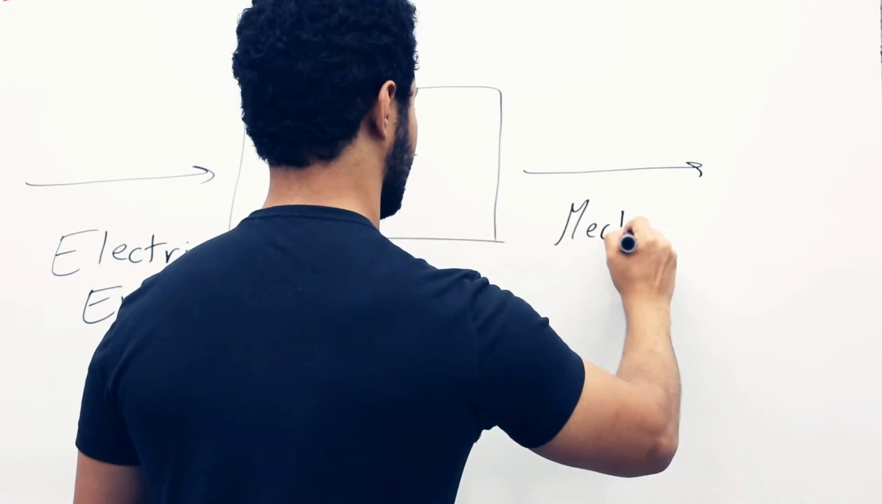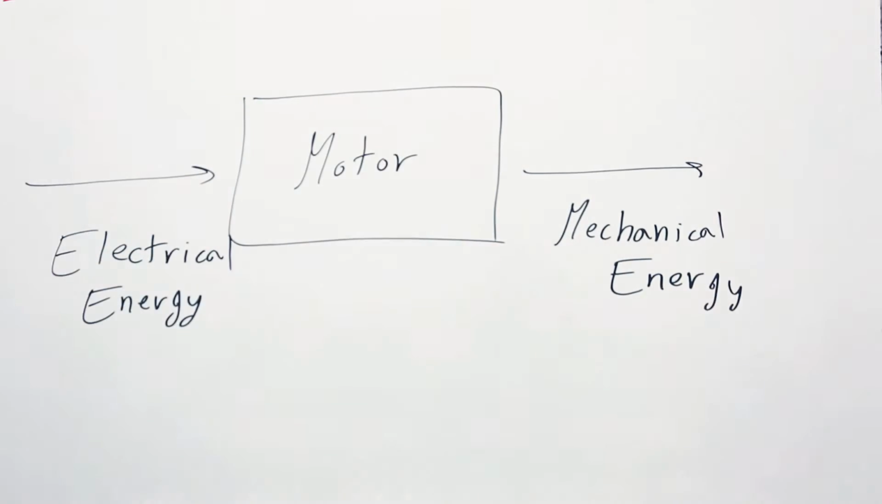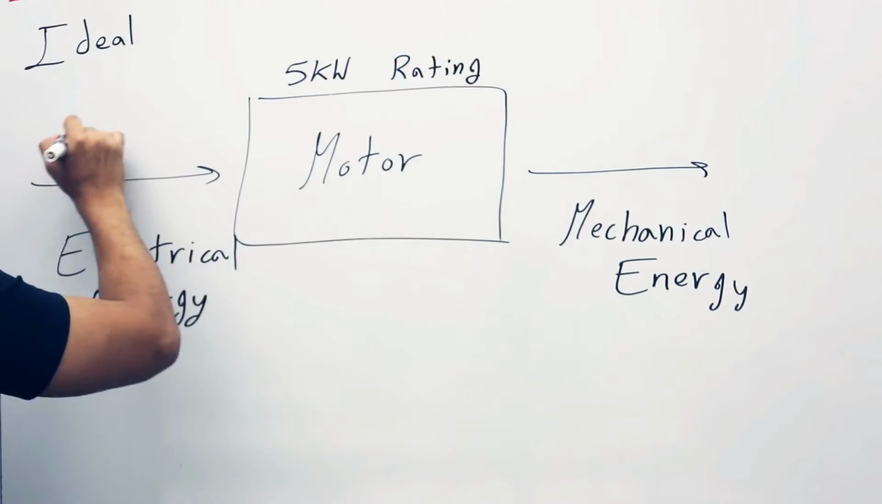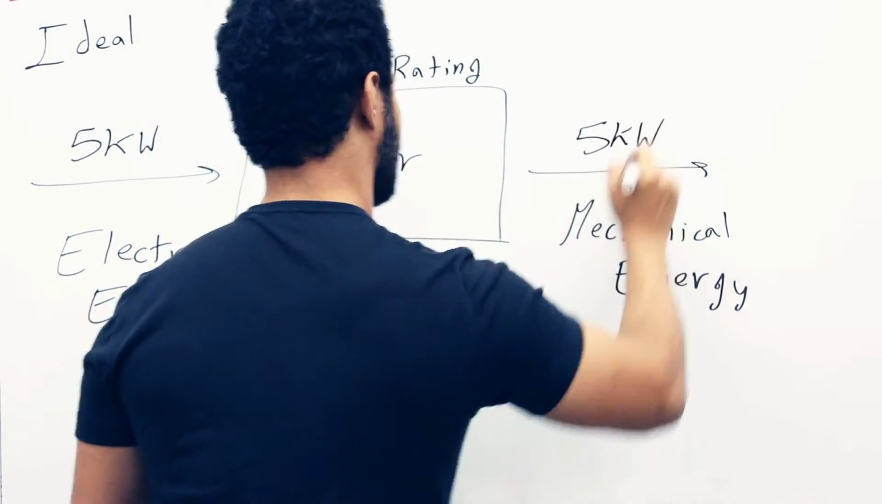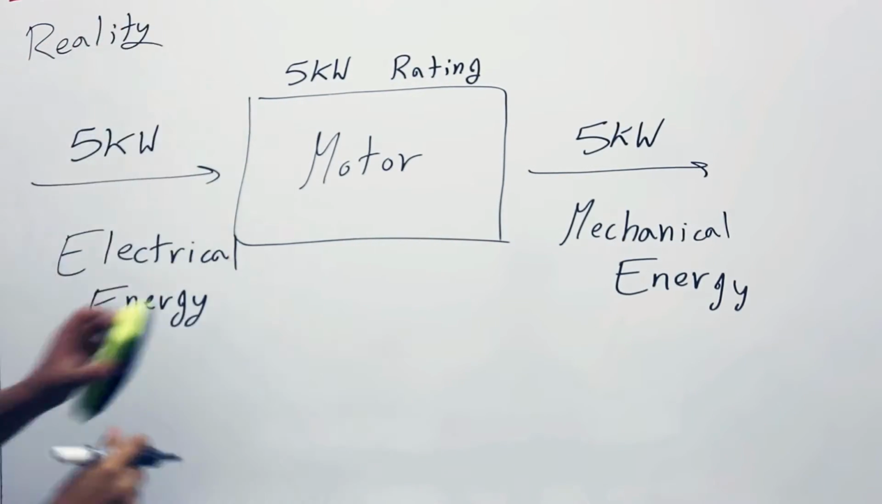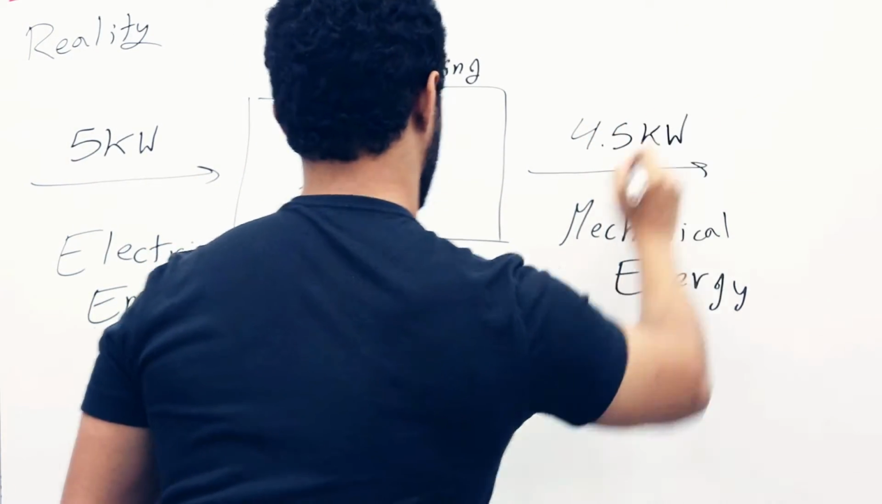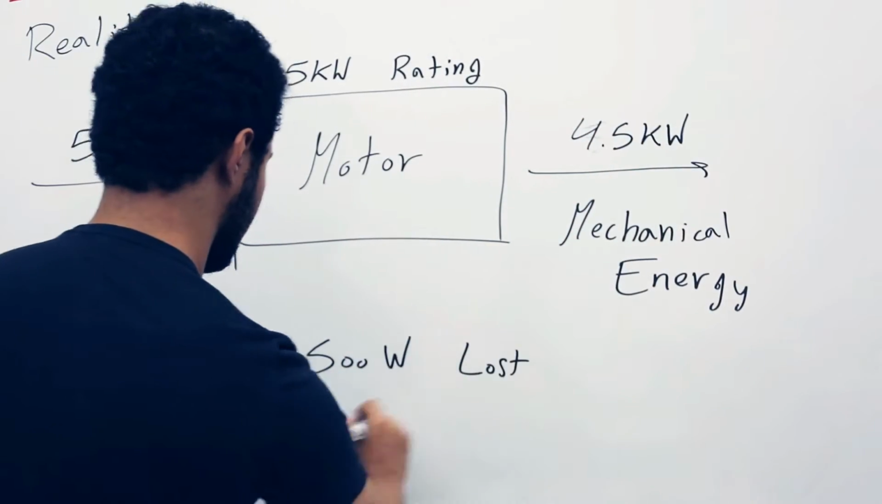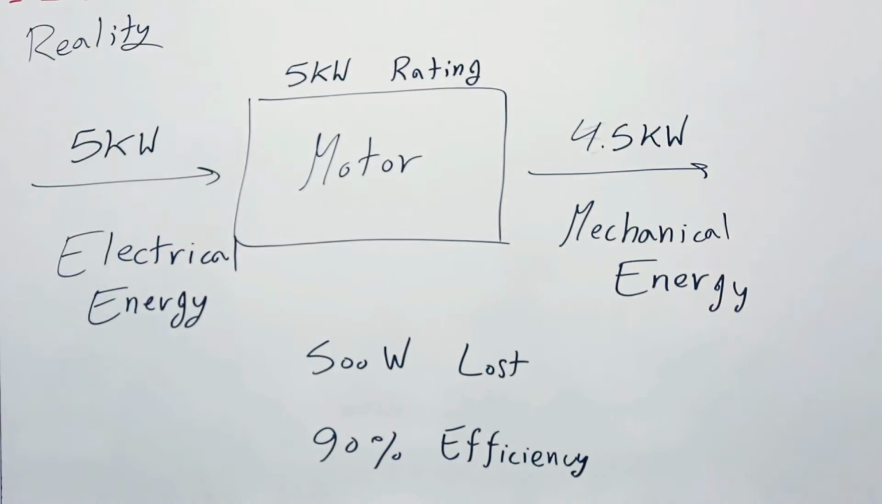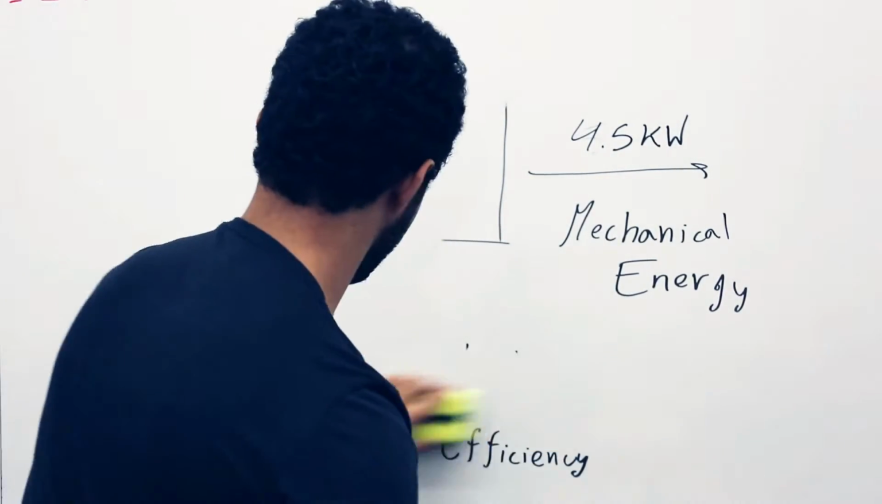For instance, take a 5 kilowatt motor. This means that it can ideally take in 5 kilowatts of electrical energy in the form of alternating current and output 5 kilowatts of mechanical energy. In reality, the motor outputs less power. If we supply the motor with 5 kilowatts of electrical energy, we would get 4.5 kilowatts of mechanical energy. That is a difference of 500 watts, which corresponds to 90% efficiency.